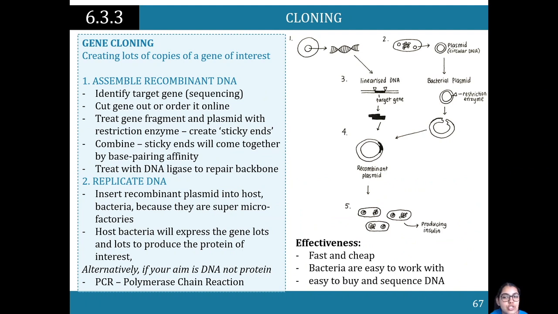Gene cloning. How do we do it? We are creating lots of copies of a gene of interest, lots of copies of a specific gene. Essentially we assemble recombinant DNA: we identify what the target gene is, and we cut the gene out or order it online. We then treat that gene fragment and the plasmid with restriction enzymes. What that means is we cut the gene in specific places, and then we create sticky ends of that gene.